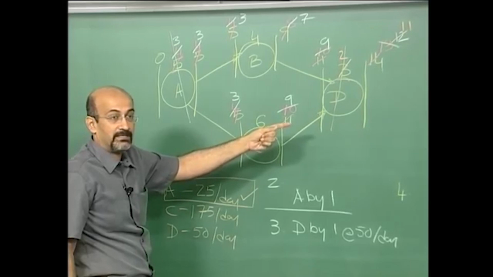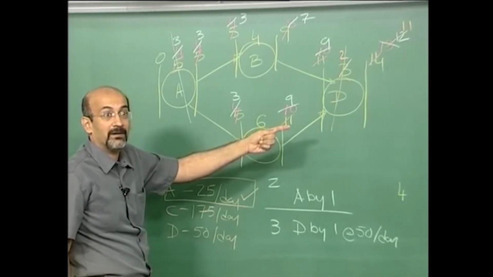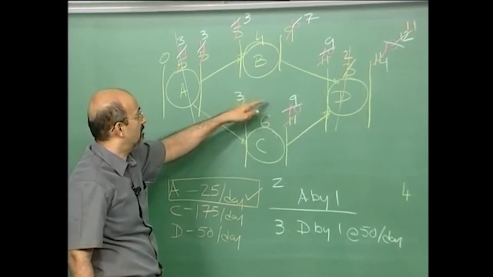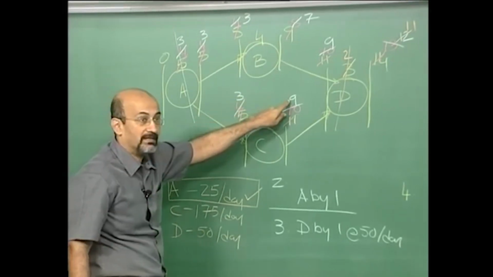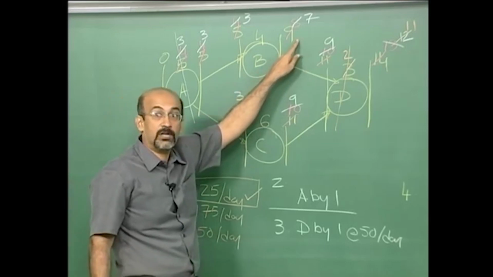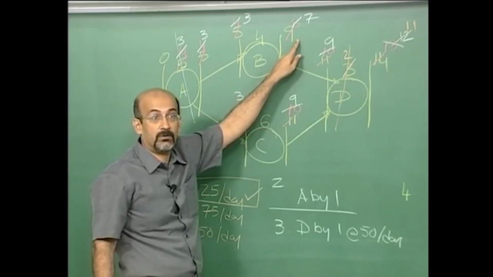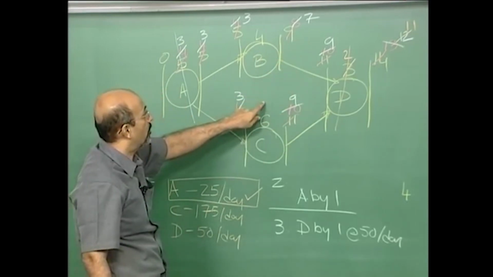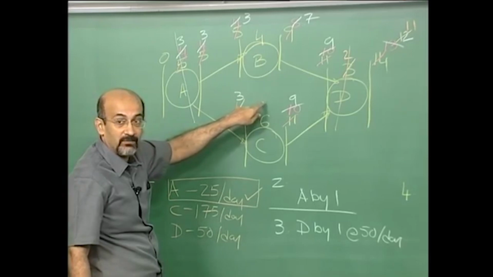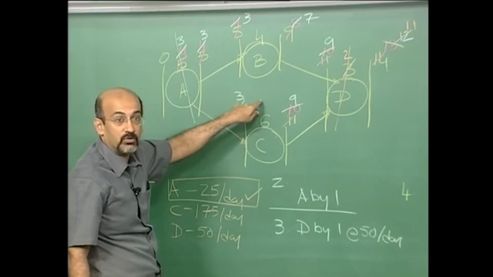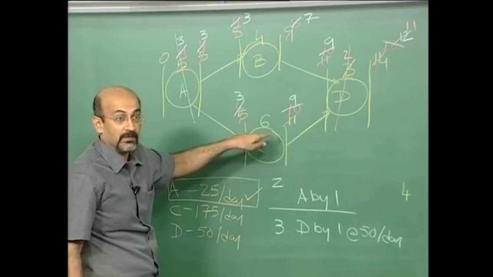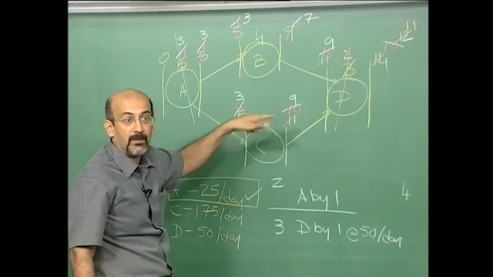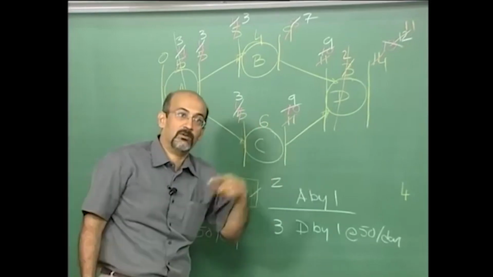Can I crash C by all 3 days? What will happen? ABD will become critical. So if I move this to 3 plus 3, this will go to 6, but then you can see B has already become critical before C went to 6. When C was at 4 itself, when C's duration was reduced to 4, you had 2 critical paths. So even if I spend all the money and reduce C to 3, I am actually wasting a day because now B is controlling the path.